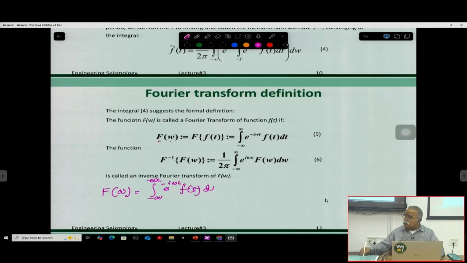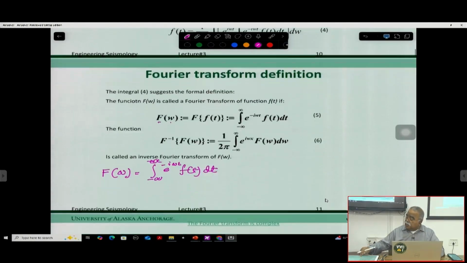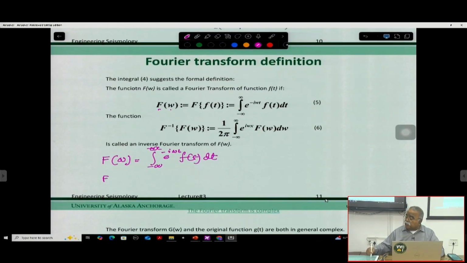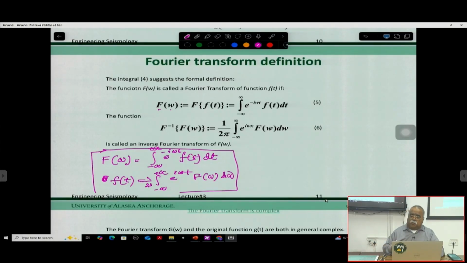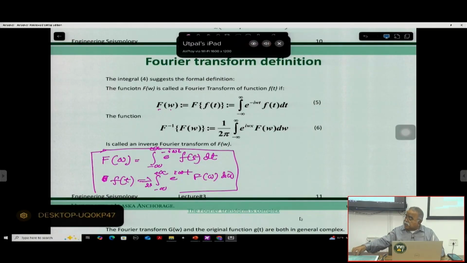So this is your Fourier transform part, and the inverse Fourier transform of f(t) will be equal to 1 by 2 pi times the integral from minus infinity to plus infinity of e to the power i omega t into F(omega) d omega, right? So these are the forms of the Fourier transform pair. Does it make sense or not? You have all used that in your digital signal processing class or elsewhere.